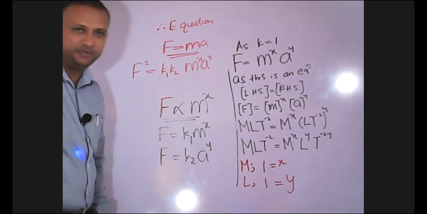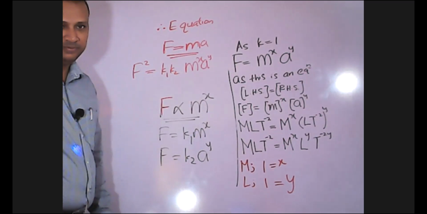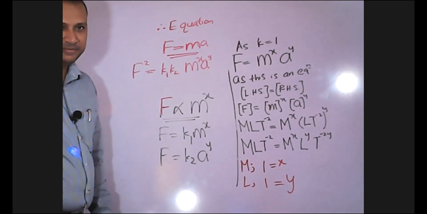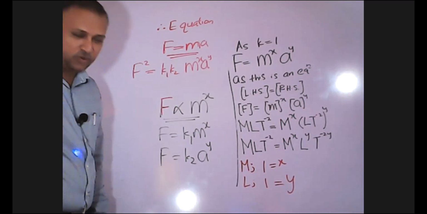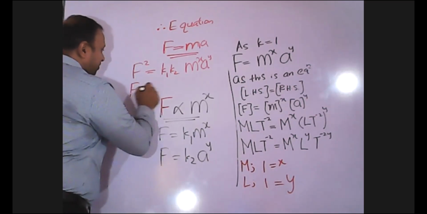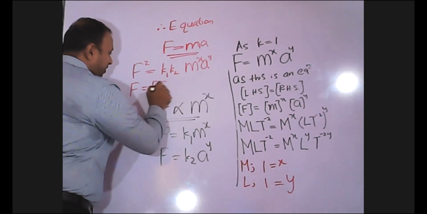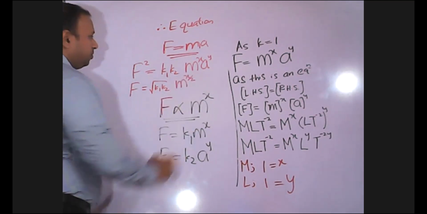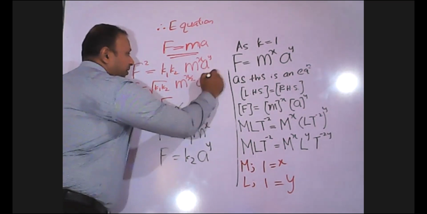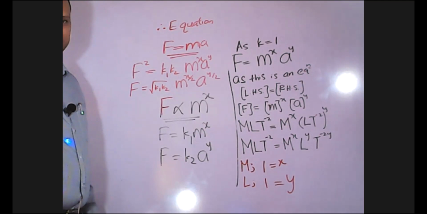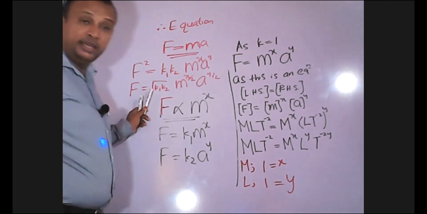Then what should you do? After that, you have to take the square root. Then again F is equal to the square root of K1 K2, M to the power x over 2, A to the power y over 2. Right?